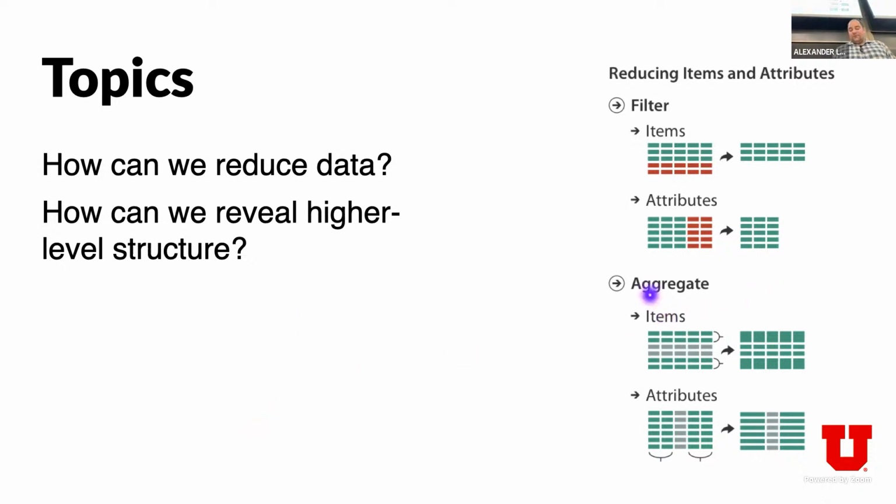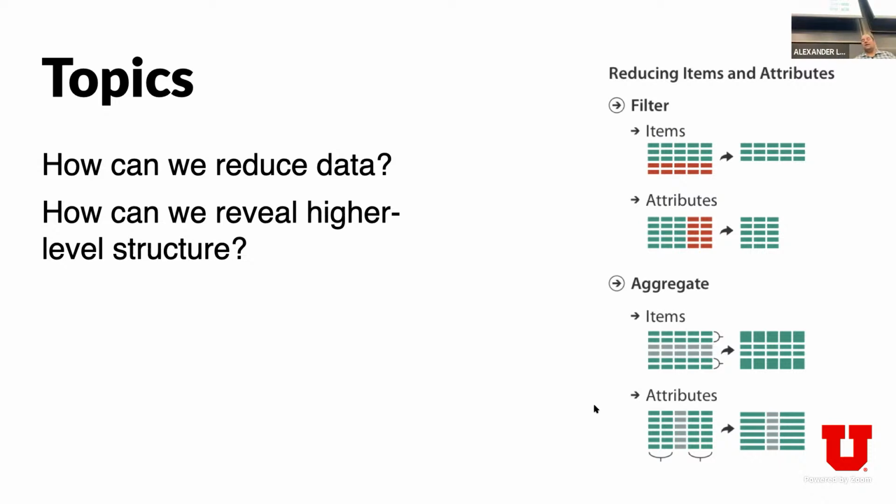This is the figure from our textbook. If we filter out items, we reduce the number of rows in a table, and so we get from 5 to 3 in this example. If we filter out attributes or dimensions, we reduce the dimensionality of a data set. Whereas aggregation is a different beast. If we aggregate items, we reduce the number of items by creating a replacement item that represents multiple items at the same time. And if we aggregate the attributes, we do the same thing for the columns.